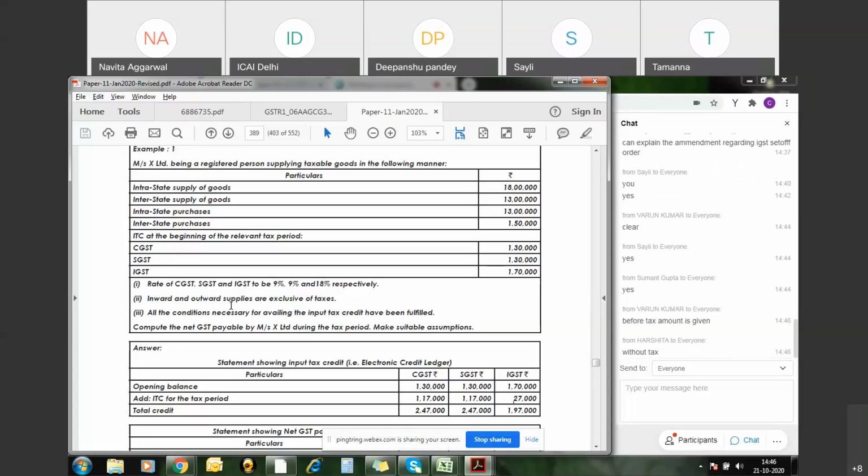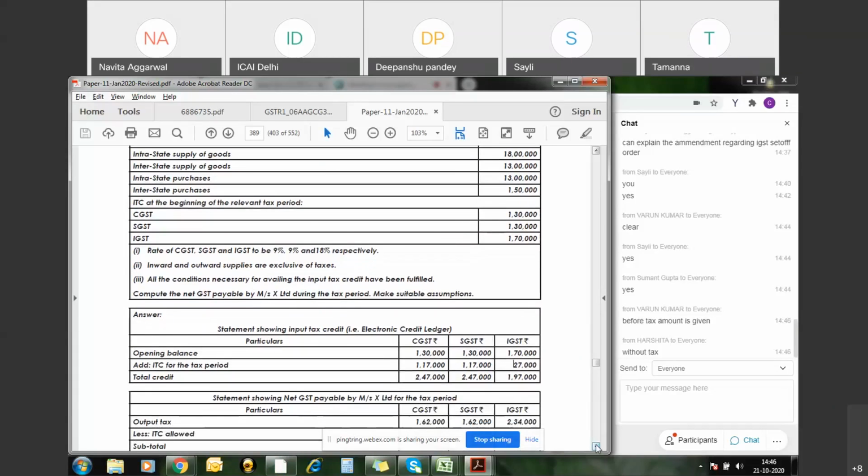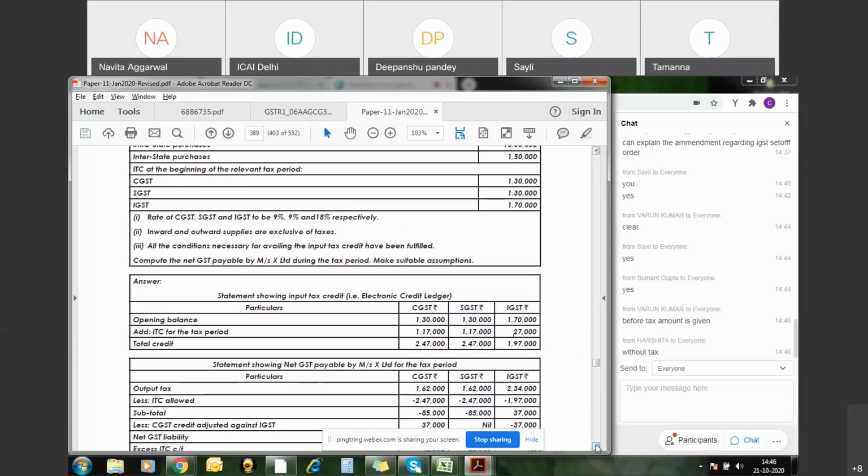So in the exam also we have to prepare the table like this only. If there is any question, it's a very clear depiction, easy to understand and explain. To determine how much ITC is available to set off, you have to first work out two things. One is the liability under the three heads. Second is the total ITC available. Total ITC available means the opening balance plus whatever ITC is available during the year.